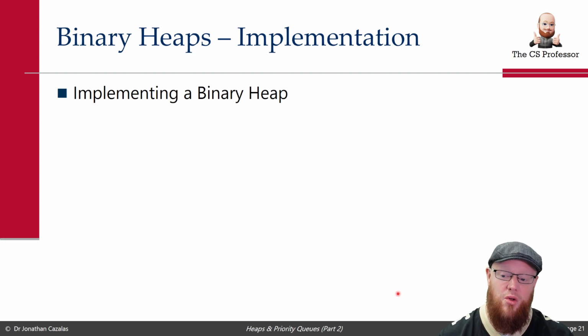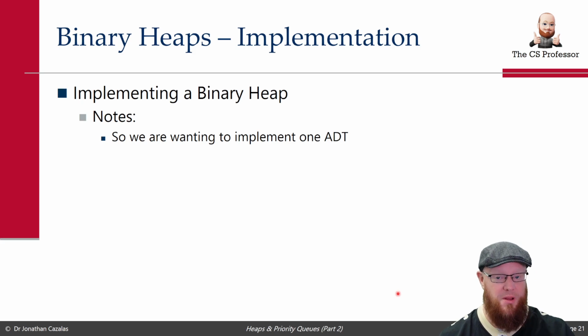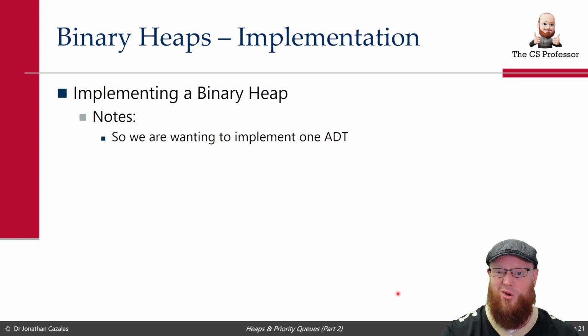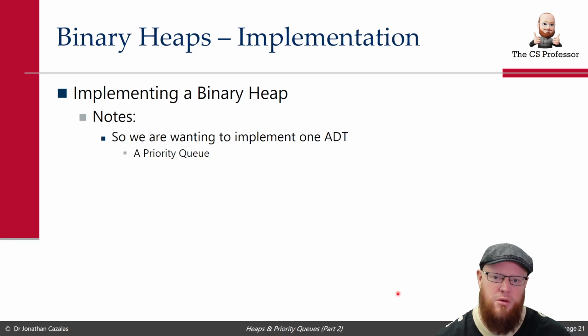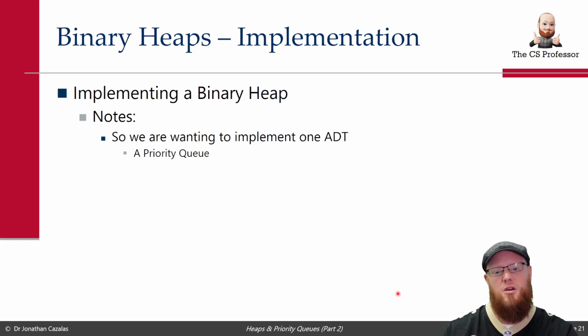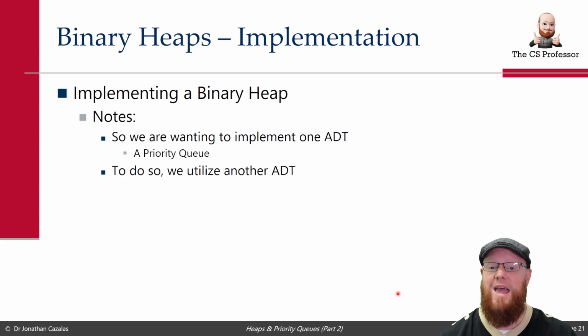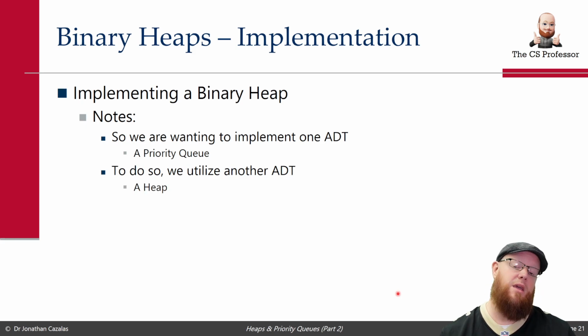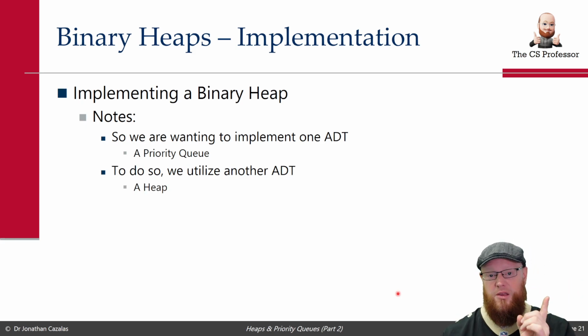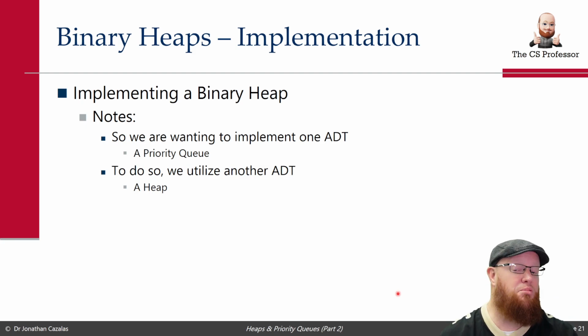That's really cool. So we want to implement, check this out, one abstract data type. That is really the goal of all of this, these last two videos. We want to implement what? A priority queue. We talked about we could implement a priority queue using a linked list, sorted or not sorted. We could implement a priority queue using an array, sorted or not sorted. But ultimately, the best implementation of a priority queue is what? Using another abstract data type, a heap. So we want to implement a priority queue. And to implement that priority queue, we use a heap.